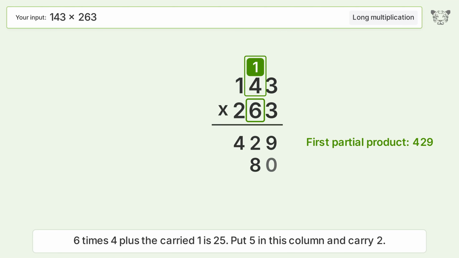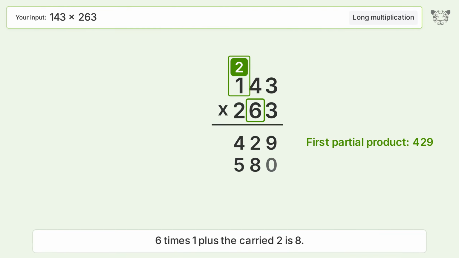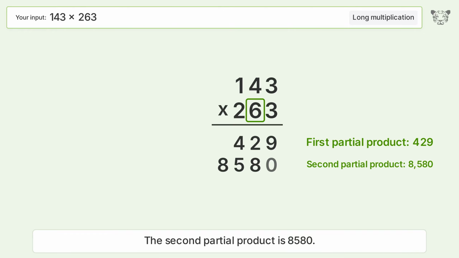6 times 4 plus the carried 1 is 25. Put 5 in this column and carry 2. 6 times 1 plus the carried 2 is 8. The second partial product is 8,580.